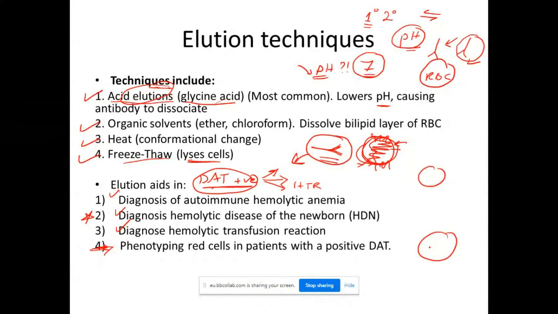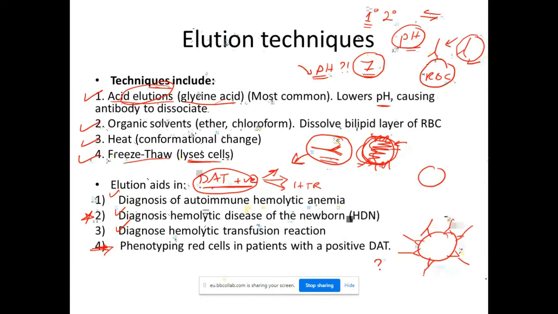حالة جت مو قادرين يحددون الانتيجين على الريد بلاد سيل. ليش؟ قالوا ان لقينا السيلز حقت البيشنت DAT positive. اوكي مرة. فاحنا مو قادرين نحدد نوعه، مو قادرين نعرف ايش الانتيجنز اللي موجودة عليه.